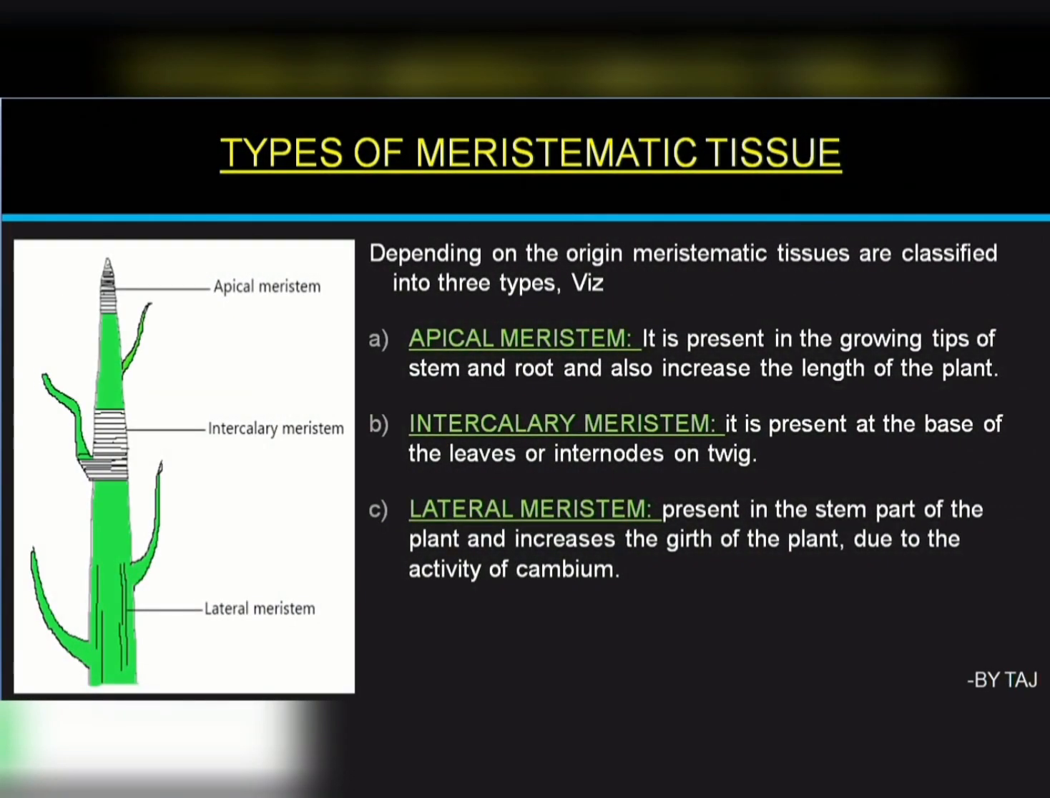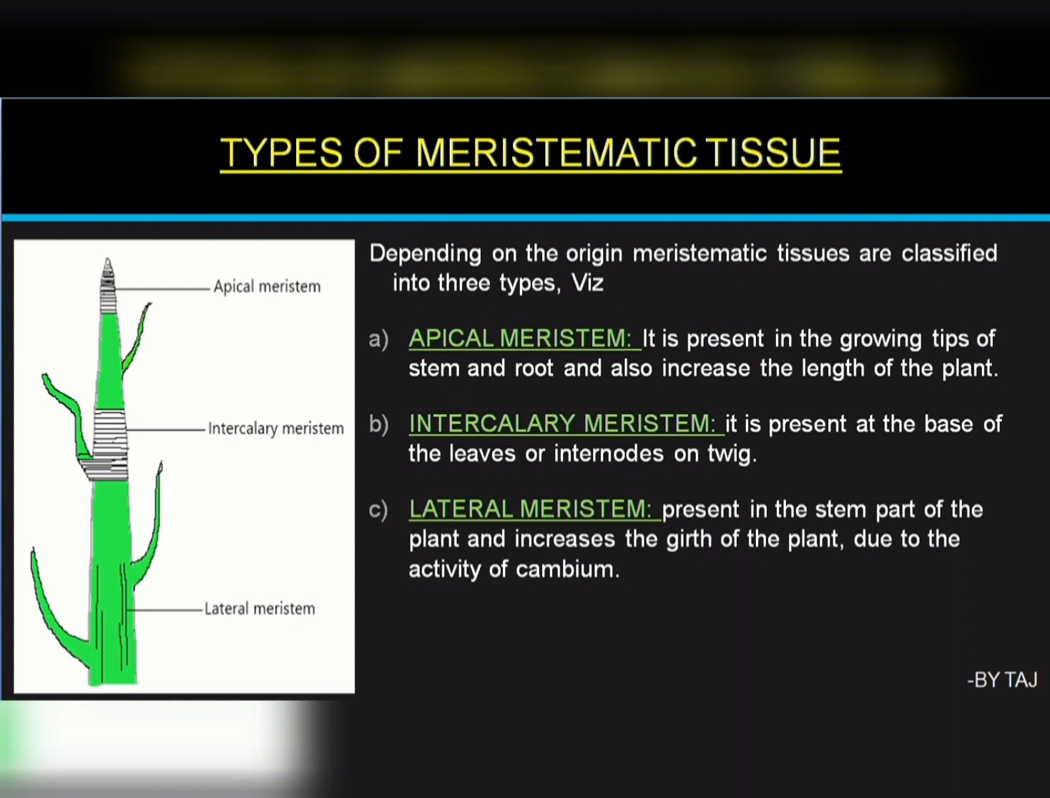So coming to the types of meristematic tissue. Depending on the origin, where these meristematic tissues will be present, they are classified into three types: apical meristem, intercalary meristem and lateral meristem. Apical meristem, as the name itself suggests, is present at the growing tip of a stem and root and also increases the length of the plant.